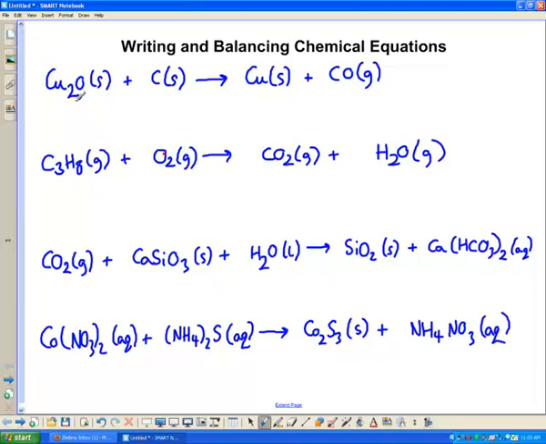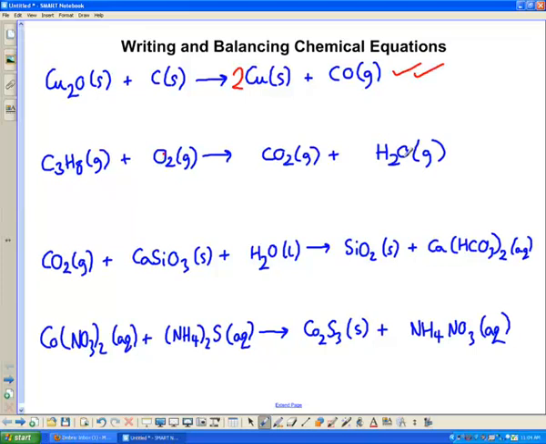We have copper 1 oxide plus carbon giving metallic copper and carbon dioxide, carbon monoxide, I'm sorry. So the simplest thing to say here is we're going to leave the oxygen till the end. And let's see, what else can we balance? Well, it actually looks like everything is balanced apart from the copper. 2 coppers, 1 copper. So if I just put a 2 here, 2 coppers, 1 oxygen, 1 oxygen, 1 carbon, 1 carbon. So that's actually a very, very simple example of balancing an equation.